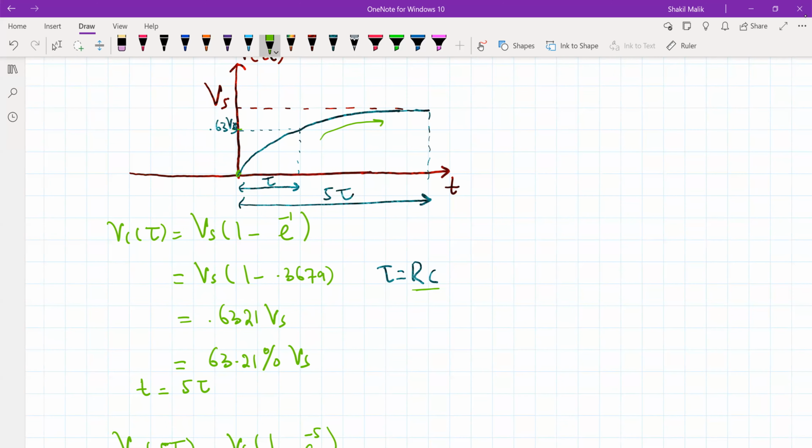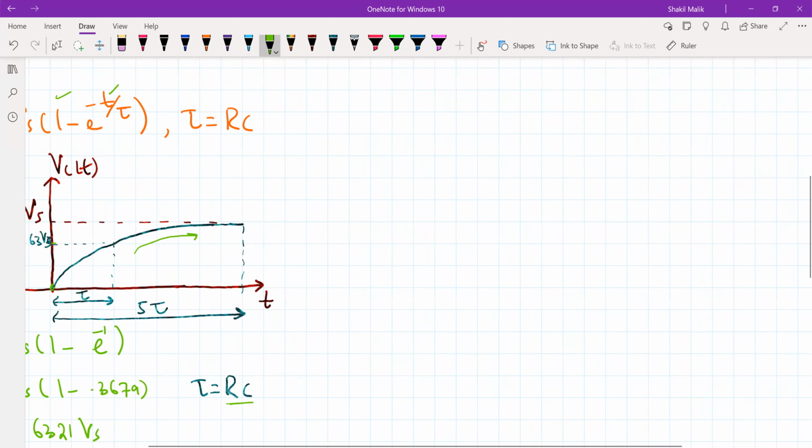So in 1 time constant, what is the time constant? For an RC circuit, the time constant is equal to RC. So in 1 time constant, it reaches 63% of the final value. And similarly, in 5 time constants, the capacitor voltage rises to 99% of the final value.